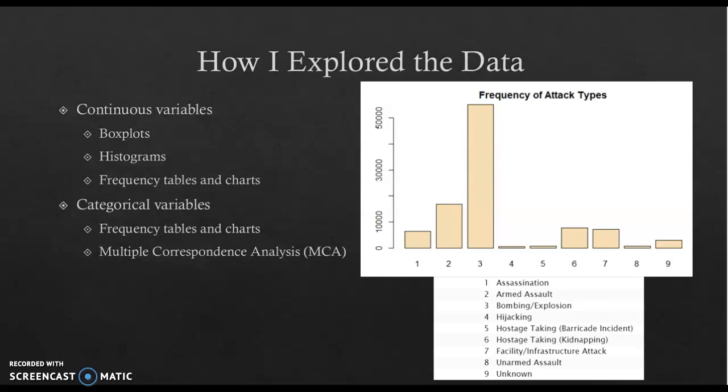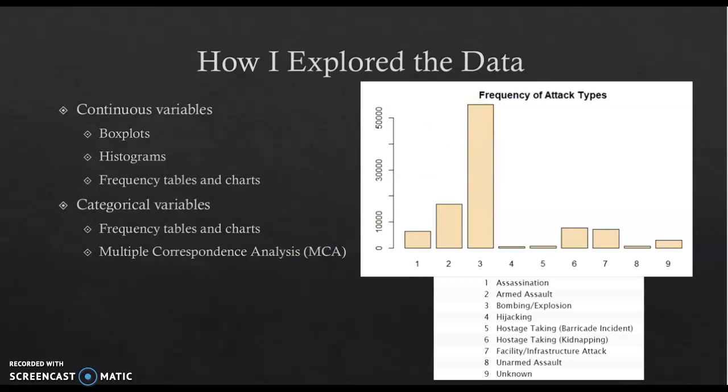I explored the continuous variables through box plots, histograms, frequency tables, and charts, and the categorical variables through frequency tables and charts, but also multiple correspondence analysis. This shows a plot of the target variable, which is the frequency of attack types. And you can see that bombing explosion has the highest frequency.